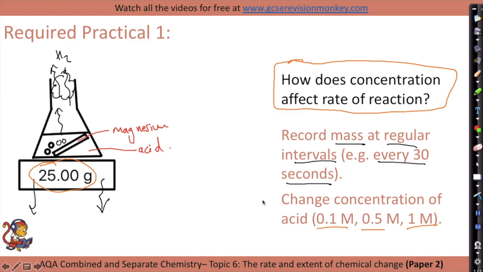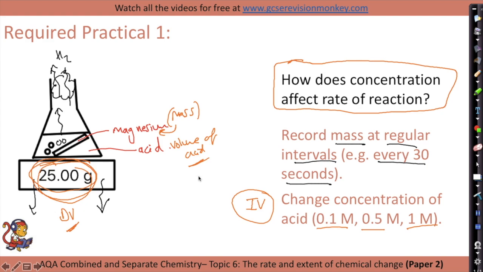In the exam, they may ask you about variables. So in this case, this would be your independent variable that you're changing. The rate of reaction, or the mass on the balance every 30 seconds, would be what you're measuring, your dependent variable. And your control variables that you should keep the same would be things like the mass of magnesium that you're using and the volume of acid.